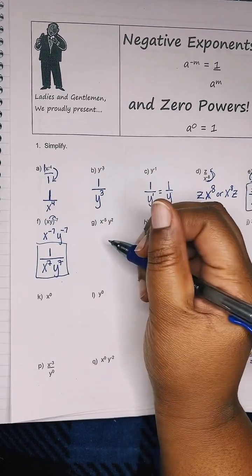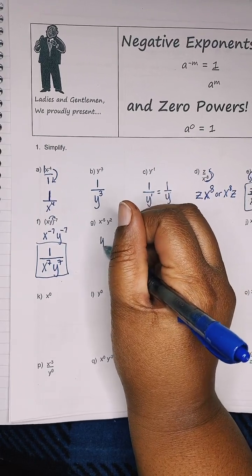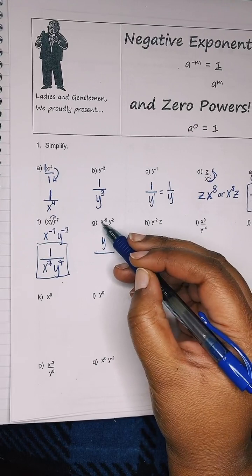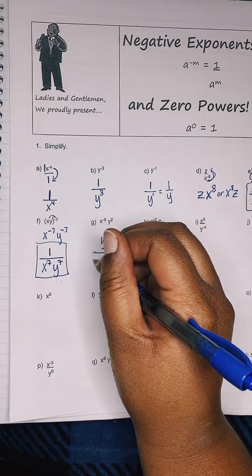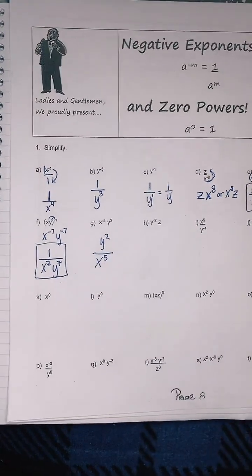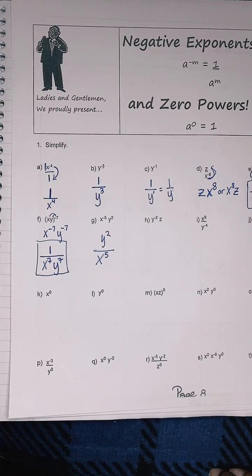Okay, so we're going to do, you guys said it. Y to the 2nd stays on top in the numerator. But we have this x to the negative 5th, and it must move down to make it a positive. And so that's what we get. Y to the 2nd, x to the 5th.